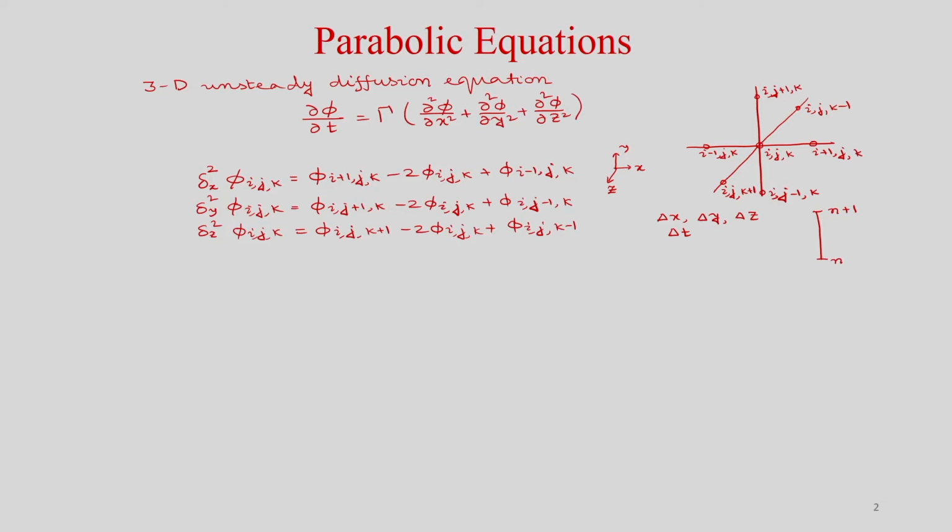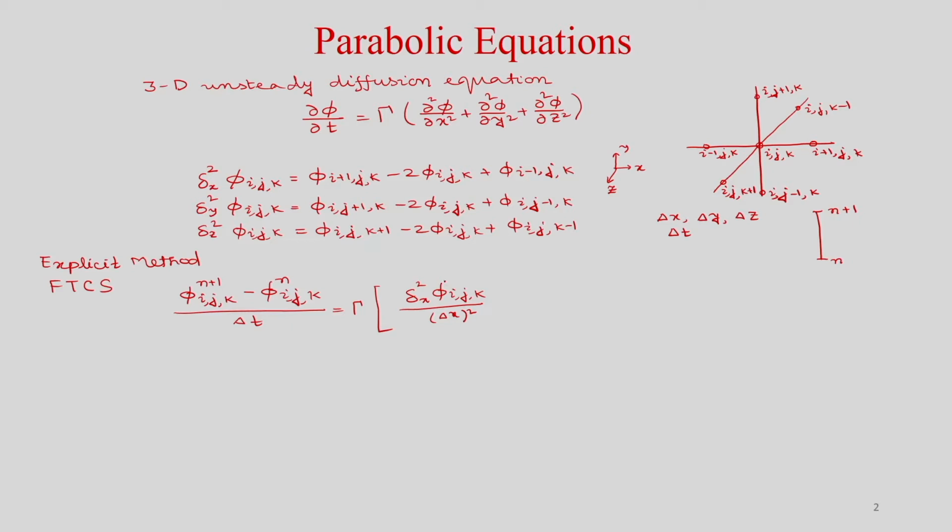Now if you use the simple FTCS scheme, forward time central space, which is your explicit method, then we can write the equation as: phi I j k at n plus 1 minus phi I j k n divided by delta t is equal to gamma times the operator terms. Delta x square phi I j k by delta x square.